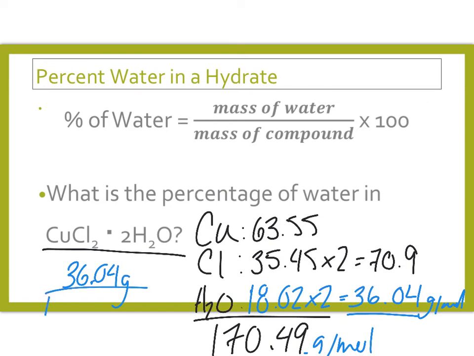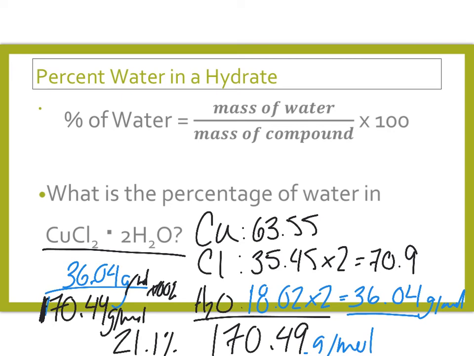Let's do the total in black here, 170.49 grams per mole, and multiply by 100%. Okay, and this is just the mass of water over the total. Okay, so I'm going to go ahead and do that math, and I get 21.1% water. So the mass of that compound, 21.1% of its mass is coming from those water molecules that have found their way in there. And I have one more example for you.